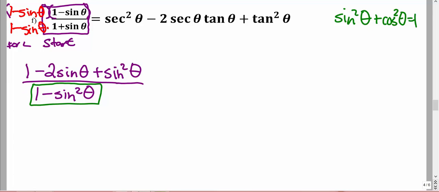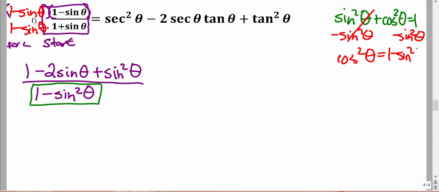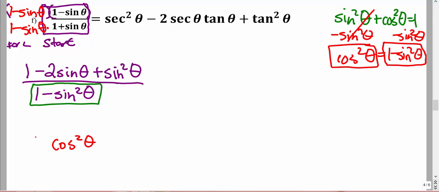1 minus sine squared theta, let's try to get that on one side of our identity. So let's subtract sine squared theta from both sides. We end up with cosine squared theta is equal to 1 minus sine squared theta. So what we have is that cosine squared theta is exactly equivalent to 1 minus sine squared theta. So instead of writing 1 minus sine squared theta, we're going to write that as its equivalent, cosine squared theta.